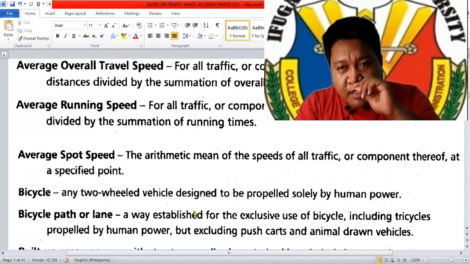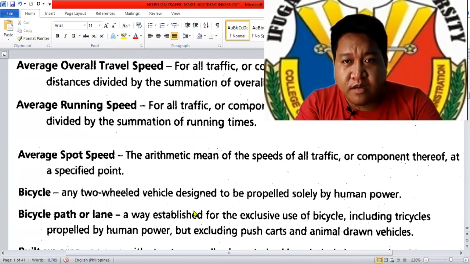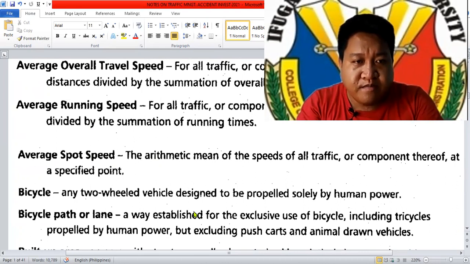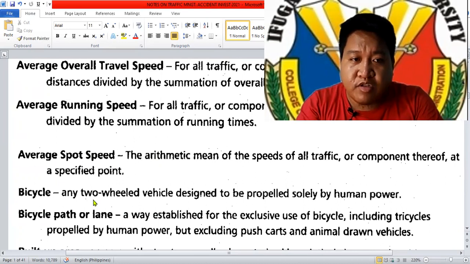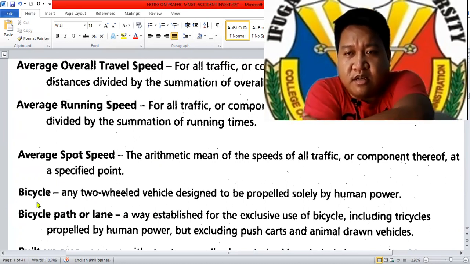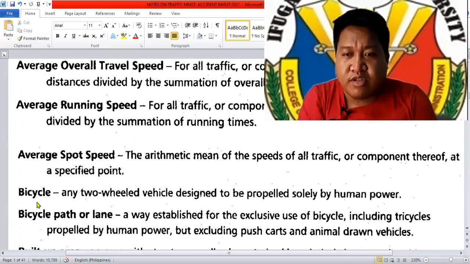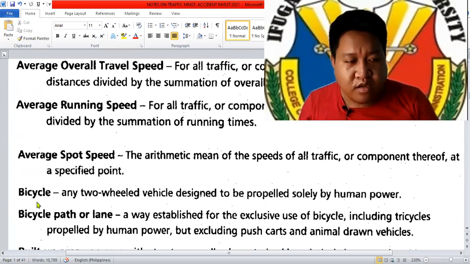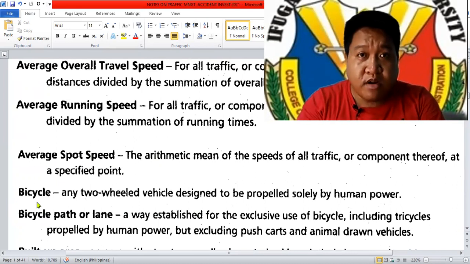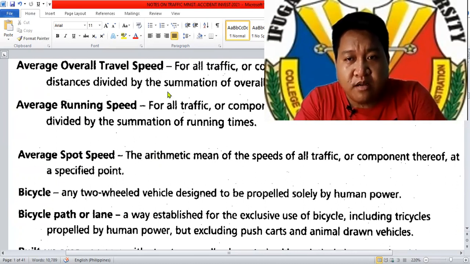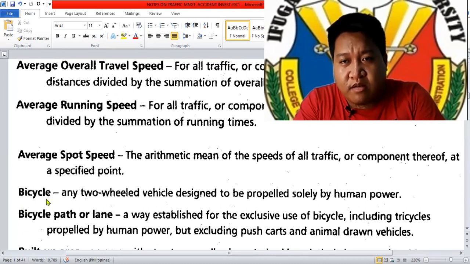Of course, the term bicycle, this is part of the traffic way. Bicycle is any two-wheeled vehicle designed to be propelled solely by human power. That is why a bicycle is not considered a motor vehicle, because it is human power. And bicycle is the forerunner of the motorcycle. It was also the first common means used to travel.